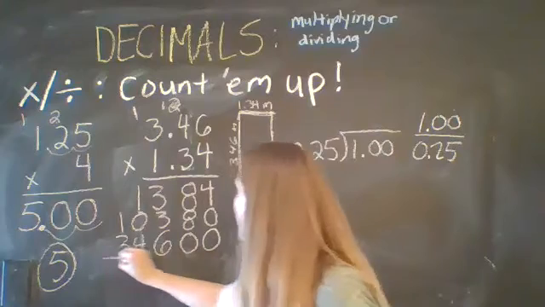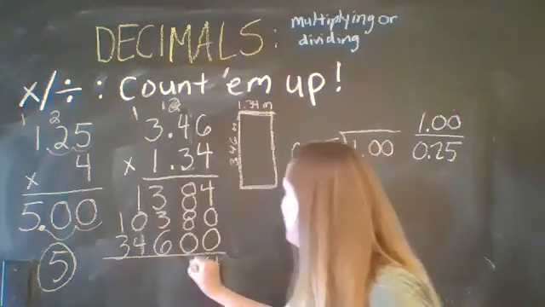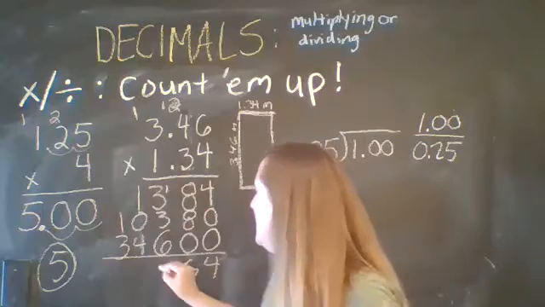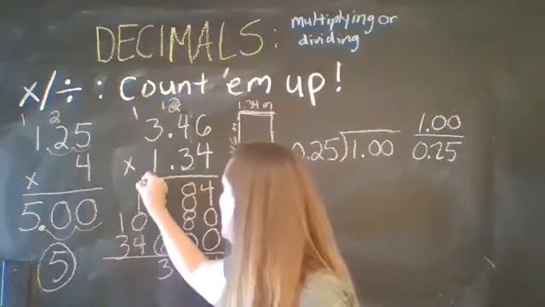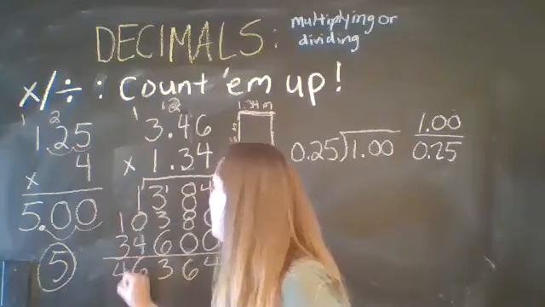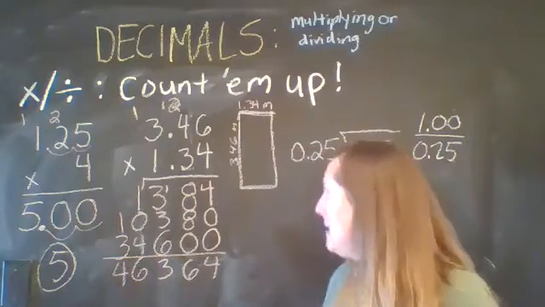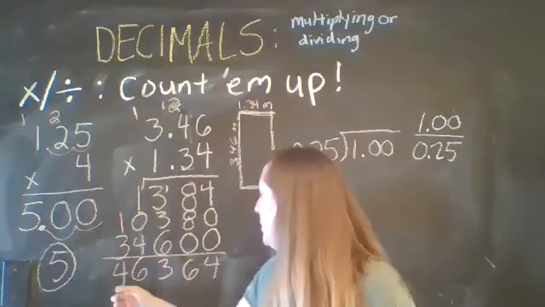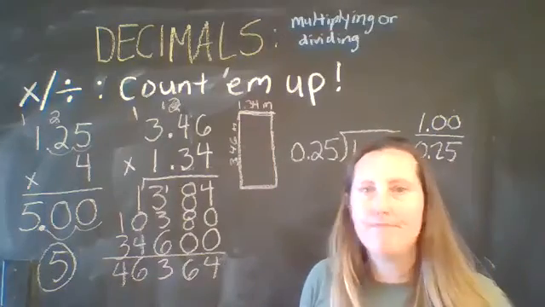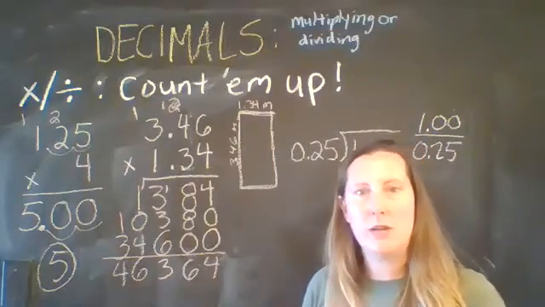Okay, now we've got to add them up, and I've got 4, 16 here. I can make it 10, and then 3 more is 13, 4, 5, 6, and 3 and 1 is 4. Okay, now we know there aren't 46,364 square meters in here. That answer wouldn't make sense.